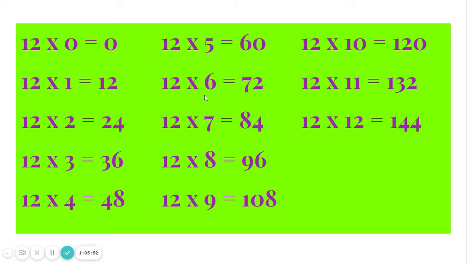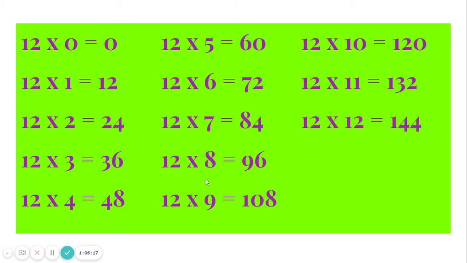12 times 6, this is when Miss Fuller is breaking it down into two multiplication facts. 10 times 6 is 60, plus 2 times 6 is 12. 60 plus 12 is 72. 12 times 7, 10 times 7 is 70. 2 times 7 is 14. Write it in the sky if you have to. 70 plus 14 is 84.